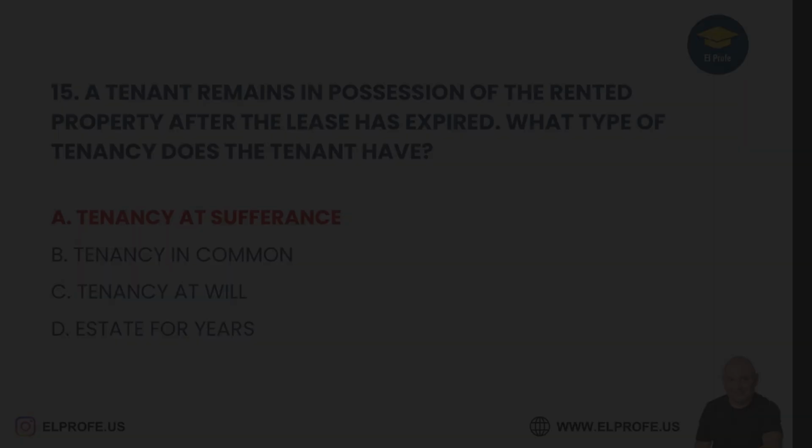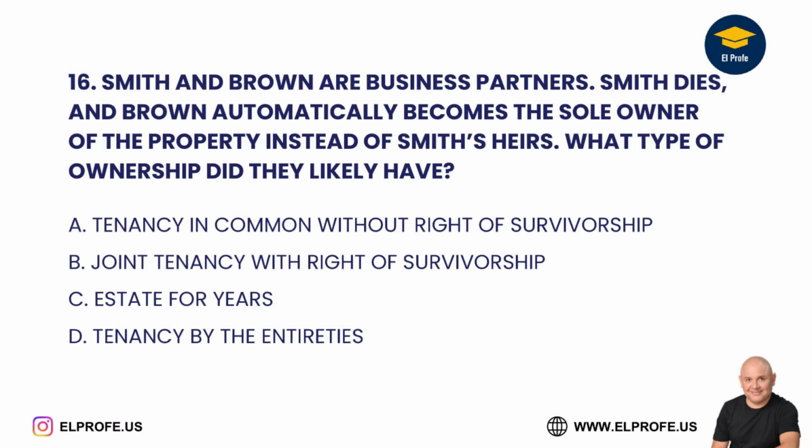Question 16. Smith and Brown are business partners. Smith dies, and Brown automatically becomes the sole owner of the property instead of Smith's heirs. What type of ownership did they likely have? That means they had a joint tenancy with right of survivorship. That's the term used when the surviving co-owner automatically inherits the deceased's share.